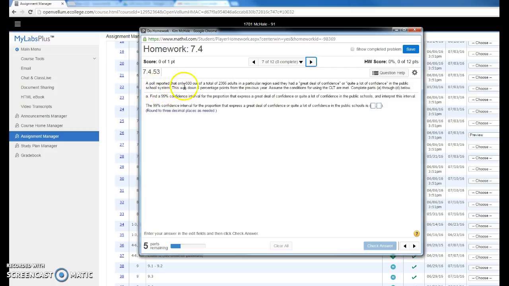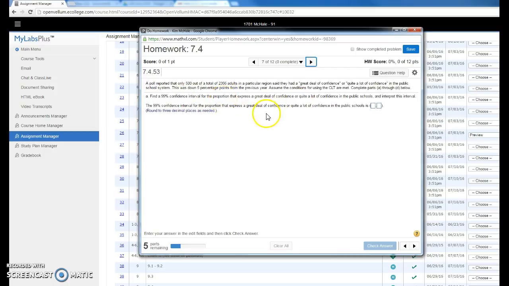It says a poll reported that 500 out of 2356 adults said they had a great deal of confidence or quite a lot of confidence in the public school system. I'm to assume the conditions for the central limit theorem are met, and I'm supposed to find a 99% confidence interval for the proportion. So the first thing I know is that I have a proportion here, and then I want a confidence interval. Both of those are key words that are going to tell me what I'm going to do.